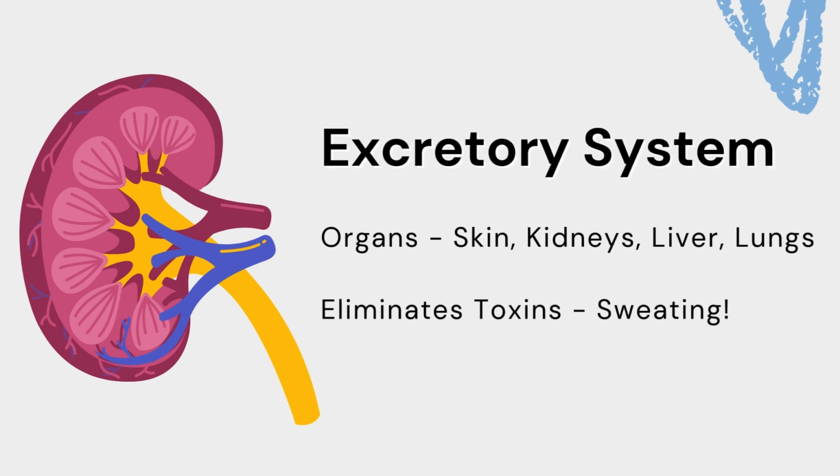The excretory system is responsible for removing waste products from the body, maintaining homeostasis, and regulating the composition of body fluids. The excretory system, also known as the urinary system, consists of several organs that work together to eliminate waste products and excess substances from the body. The primary organs involved in this system include the kidneys, ureters, urinary bladder, and the urethra.